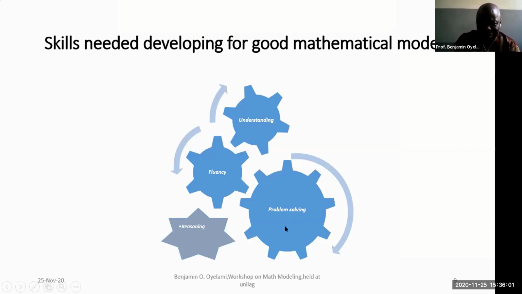Then there must be problem solving skill. Your ability to solve the problem must be there. Your ability to predict the solution to the problem. Your ability to interpret the result, because when you solve it mathematically, you should be able to interpret. That is feedback: go back to the real world and interpret the result from a real life perspective. You must have what is called fluency, your ability to use the methods and techniques to solve it and to reason very well.